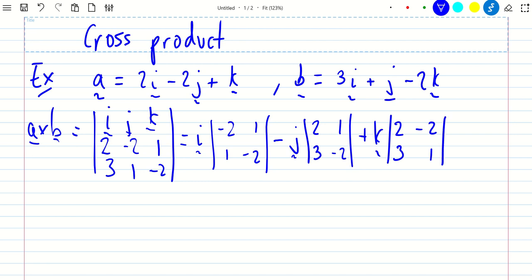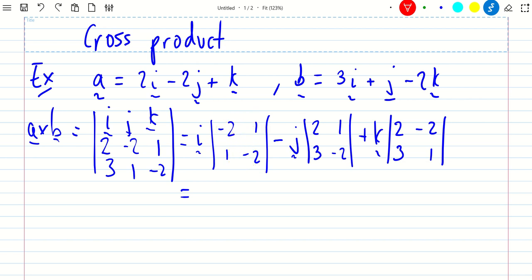Now that we've expanded that 3 by 3 determinant, we can use this. Okay, so let's have a look. Remember, a 2 by 2 determinant is this times this, take away this times this. So across, and then minus that one. Okay, so what have we got?